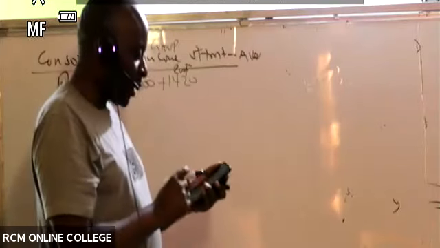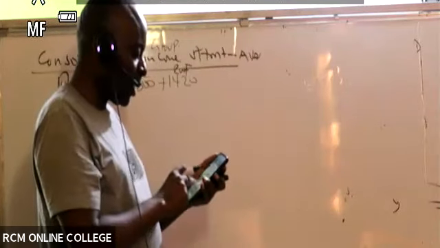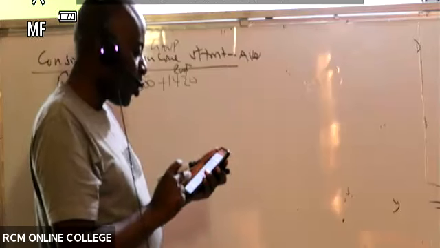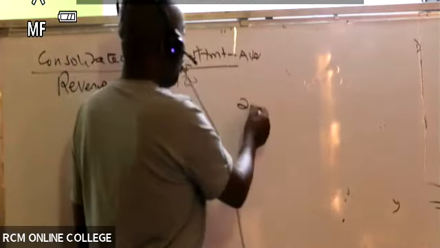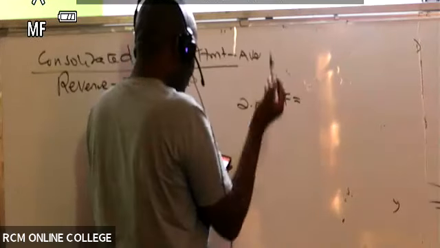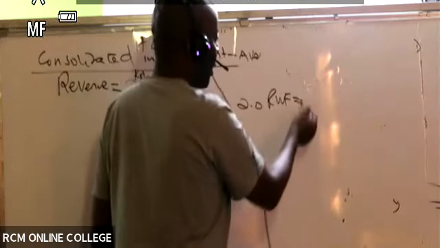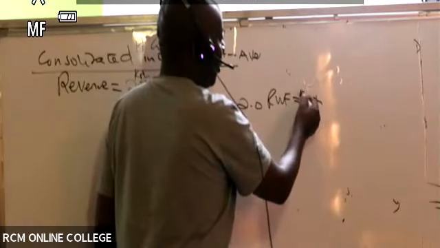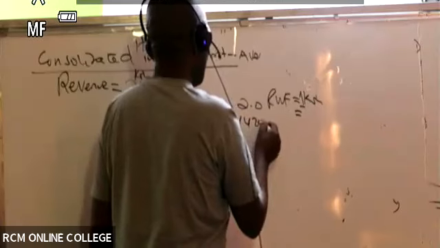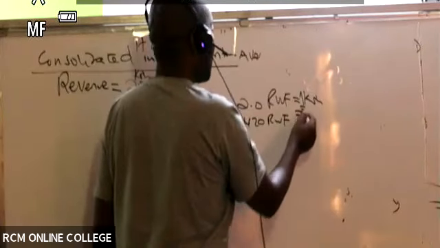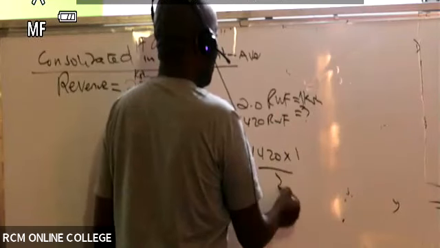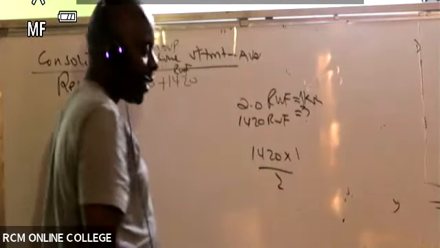Ladies and gentlemen, we are told here that it is 2.0 Rwandese francs to 1 Kenya shilling. So then how about 1420 Rwandese francs? If I cross multiply, it'll be 1420 times 1 divided by 2, 1420 divided by 2.